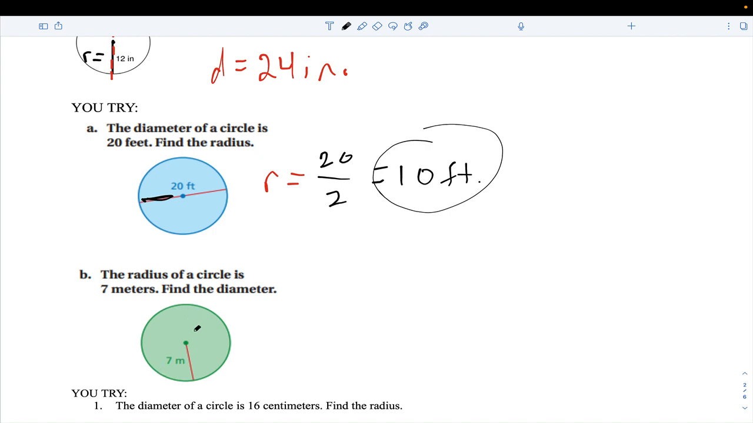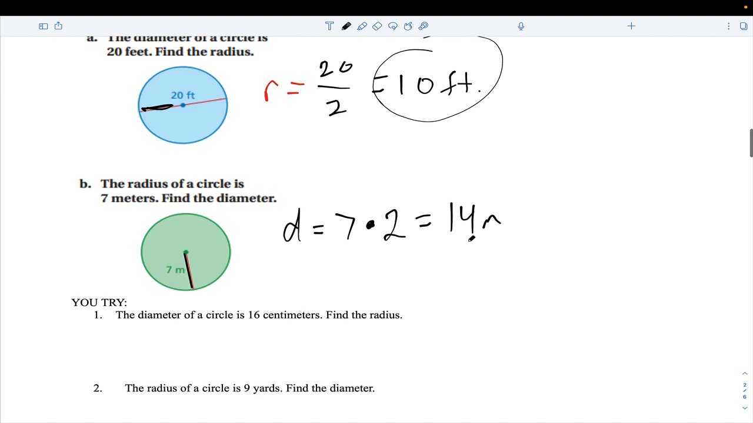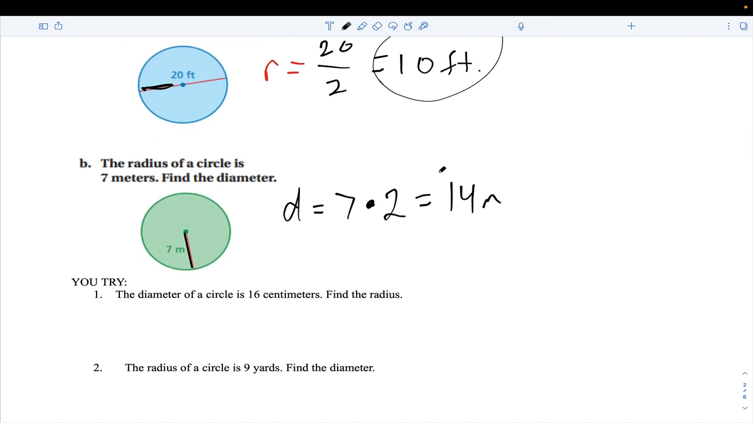Find the diameter now. If they give you the radius, you have half of the circle. What's my diameter have to be from here, Hannah? You have half of that. The diameter would be the whole thing. What would I do with 7? Good. 14 meters is that entire diameter.